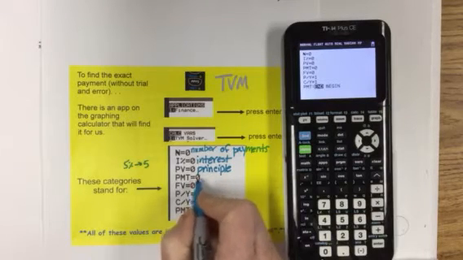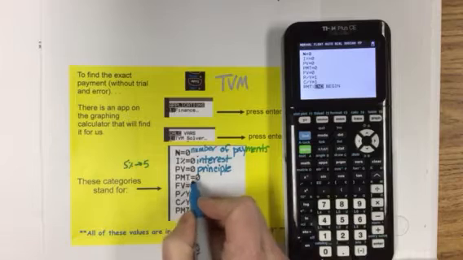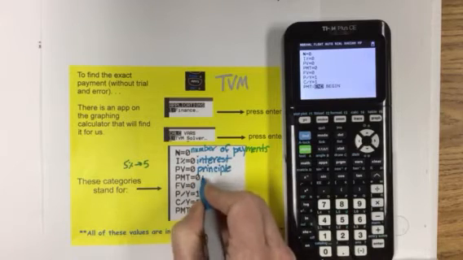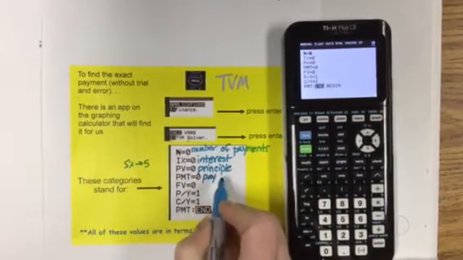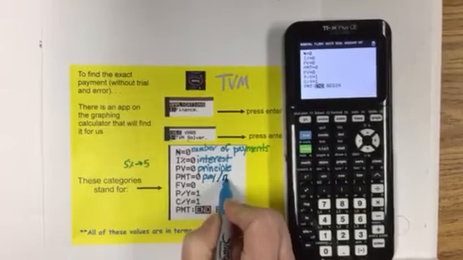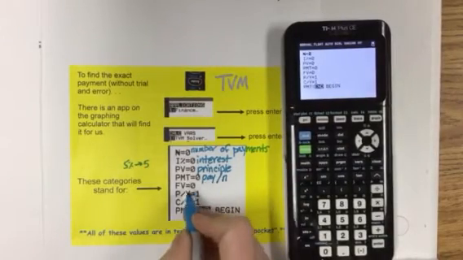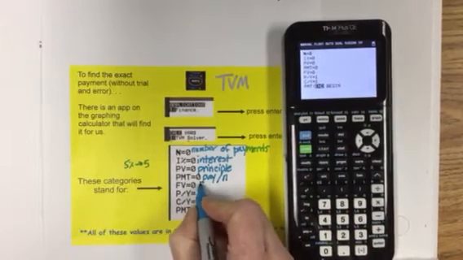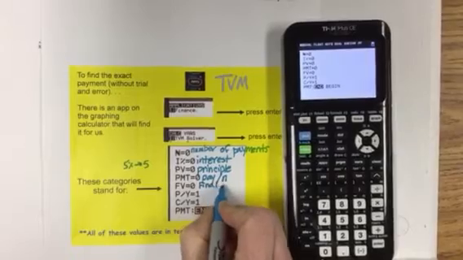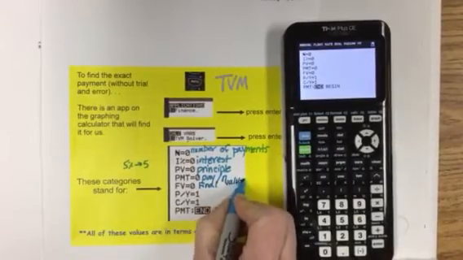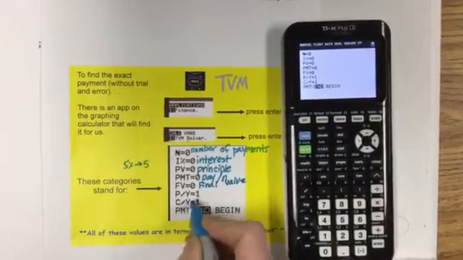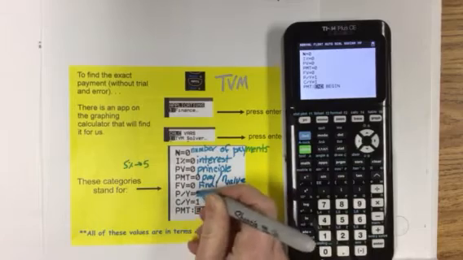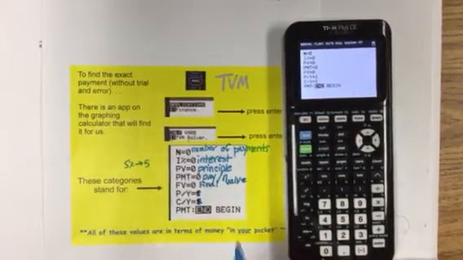The payment is how much you're going to pay per cycle, whether it's months or years, pay per N. This final value, if you're paying off a loan, you want this to be 0. This is the final value. And the payment cycle and the payment per year and calculate per year most likely will be the same. I can't imagine a case when they're not.